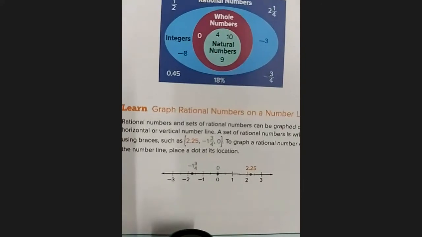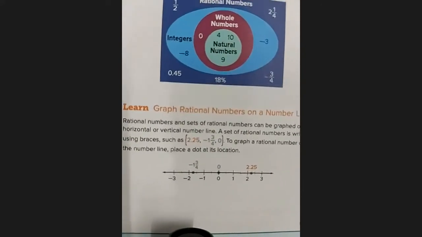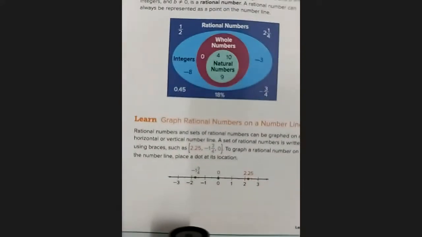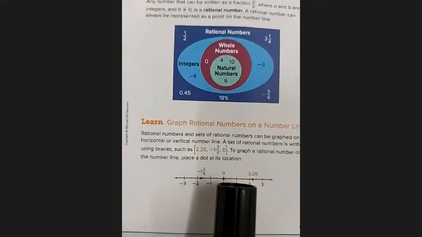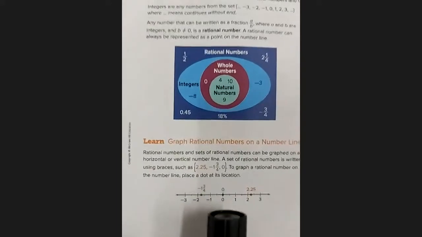Now what is the negative 1 and the 3 over 4? It means after negative 1, not before negative 1. It is between negative 1 and negative 2, right? Now 3 over 4 means 3 quarters.